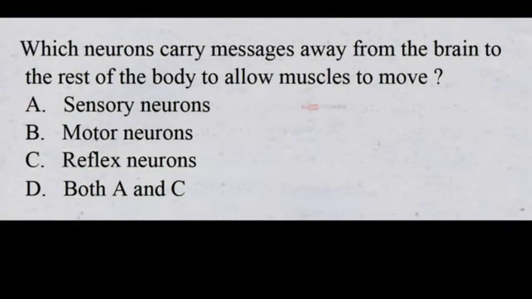Which neurons carry messages away from the brain to the rest of the body to allow muscles to move? A. Sensory neurons. B. Motor neurons. C. Reflex neurons. D. Both A and C. And the correct answer is B. Motor neurons.